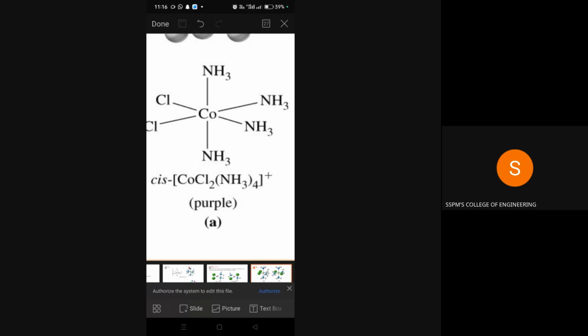सो याला तुम्ही काय म्हणणार आहात? सिस. याला ट्रान्स का म्हणायचं, तर एका साइडला आपल्याला Cl दिसेल, दुसऱ्या साइडला NH3, Cl NH3 Cl NH3. सो इट इज कॉल्ड एज ट्रान्स.